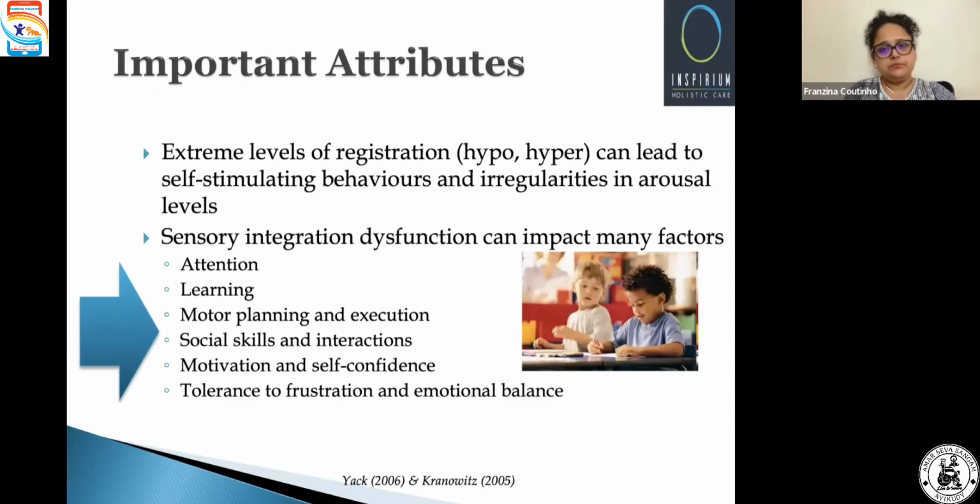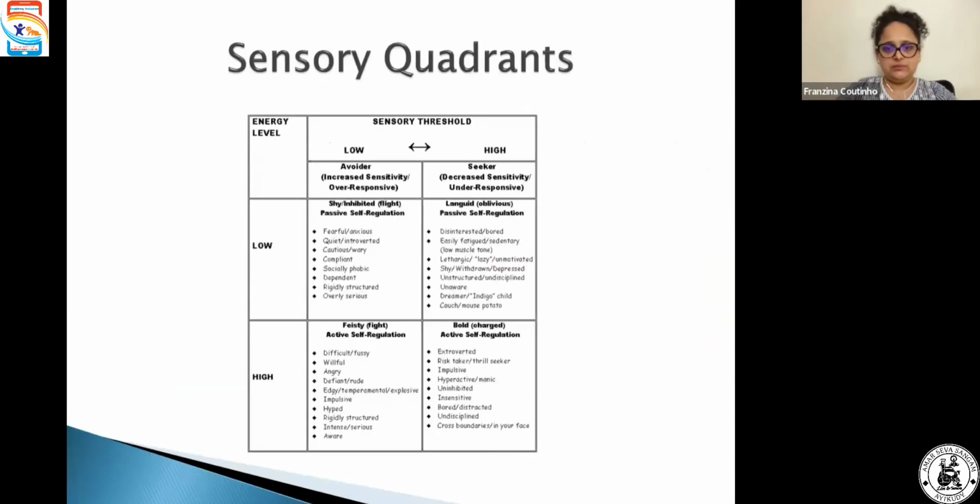Okay. We already discussed this, right? Saying that the dysfunction can cause issues with attention, learning, motor planning, social skills, motivation, and frustration. So here we have the sensory quadrants. Okay. You have the energy level low and the energy level high. Here you have the sensory level low and the sensory level high.